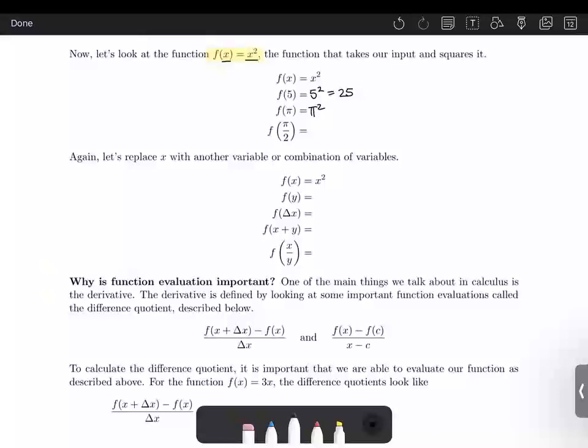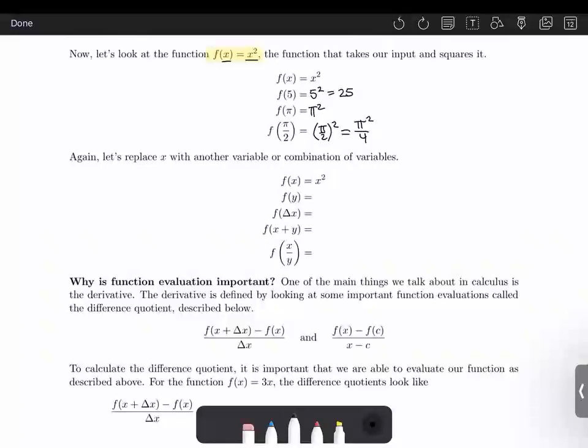And then f of pi over 2, I'm going to take my pi over 2 and put it in parentheses because I'm squaring this whole thing. And then I can distribute this exponent over this division. So this is going to be pi squared over 4. Okay, so again, each of these outputs are just the square of our input.